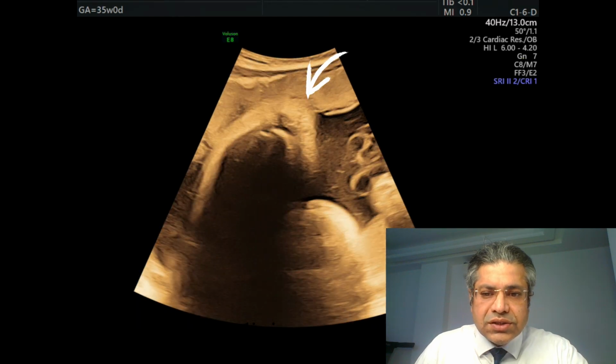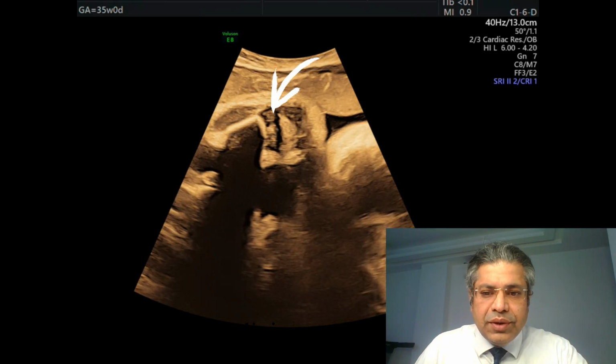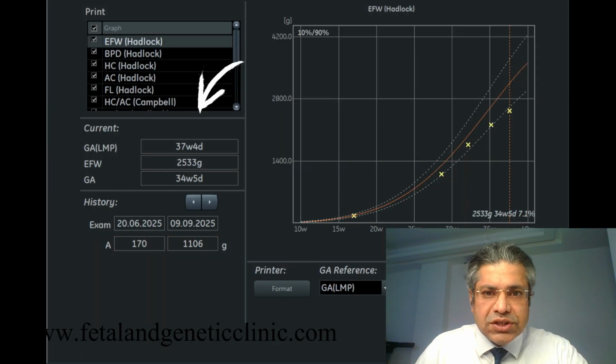So you try to see that the distal femoral epiphysis has also appeared, and if you look carefully, the proximal tibial has also appeared. So that means the maturity of the baby is 36 weeks.